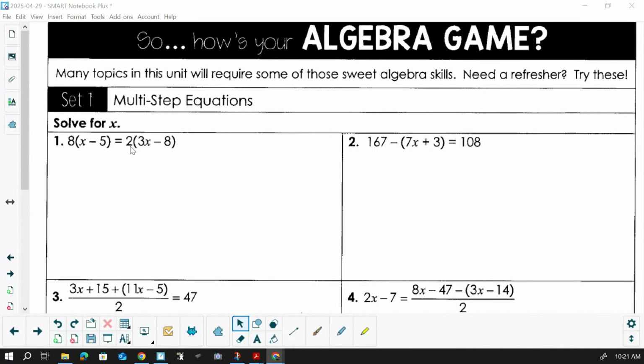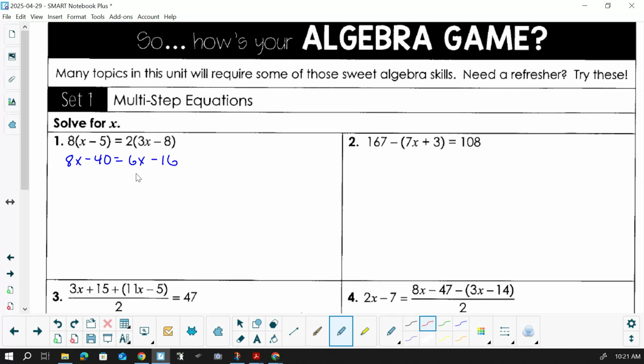Okay, so first of all, with this first one here, we need to distribute the 8. 8 times x is 8x. Let me go with blue. 8x. 8 times 5, that's a negative 40. Now we have to distribute on this side too. 2 times 3 is 6x. 2 times 8 is 16.